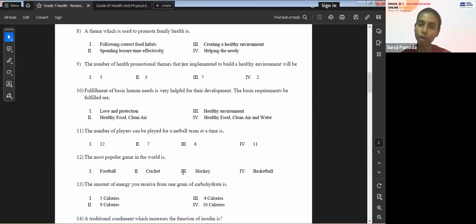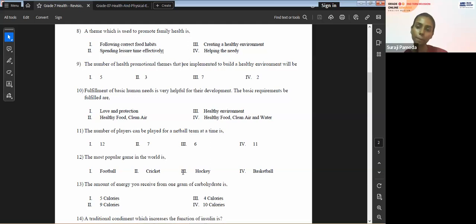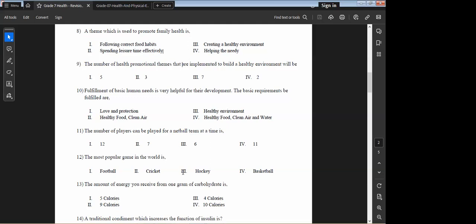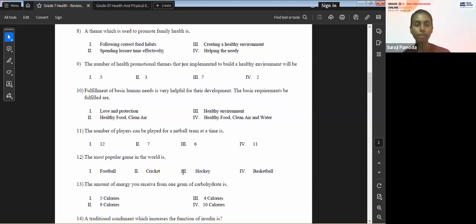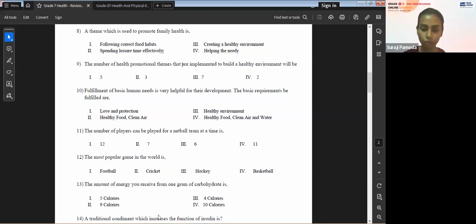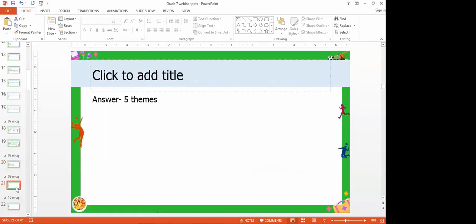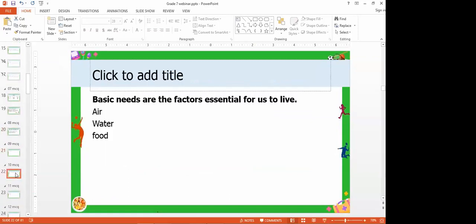So can you remember how many basic needs are there for a human? 3. Yes. So can you tell me what are those 3? Healthy food, clean air, and water. Yes. Clean water. Good, right? So what is the first basic human need? First one? Oxygen. Water. Oxygen. Yes, air. It should be air, right?